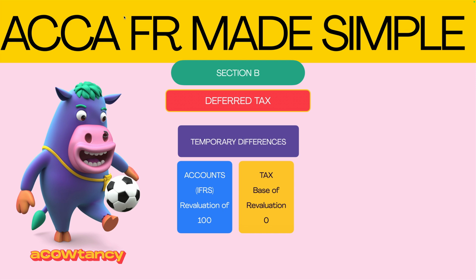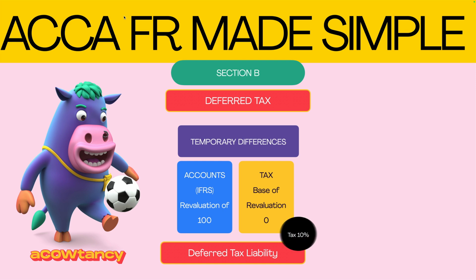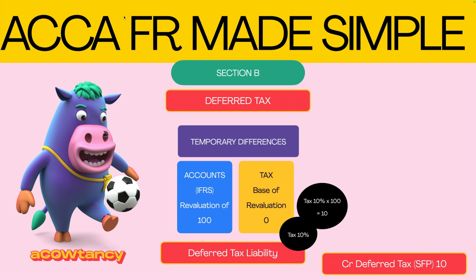So we are showing more asset, which is the same as showing more income. So we need to show a deferred tax liability on this. Now let's say tax is 10%, 10% of 100. Deferred tax liability should be at 10. Hopefully we all agree. And then you're going to debit tax on the OCI of 10.